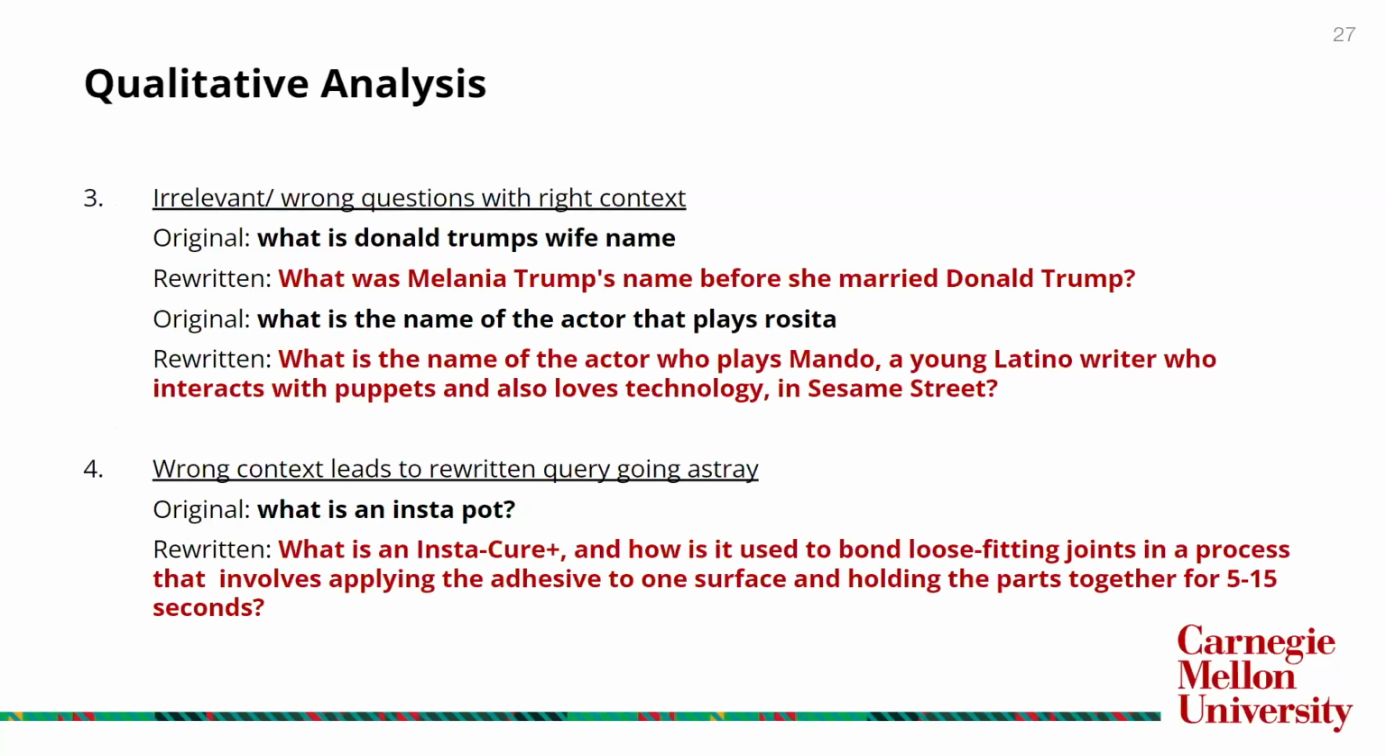We also noticed a few cons. The first pattern we noticed was that the rewritten query sometimes intends a wrong meaning, even though the right context was given. Something like 'what is Donald Trump's wife name' gets rewritten to 'what was Melania Trump's name before she married Donald Trump', which was not the intention of the original query. The other pattern was that in a few cases, wrong context was provided to the query, and in that case it completely throws off the rewritten query, and it talks about something which is not relevant to the main query.